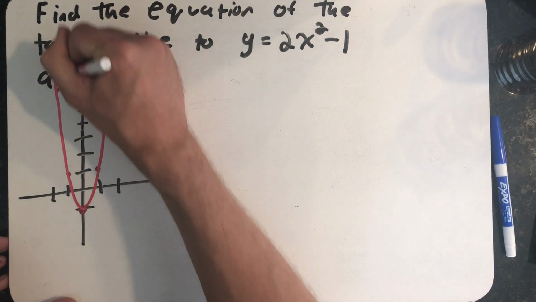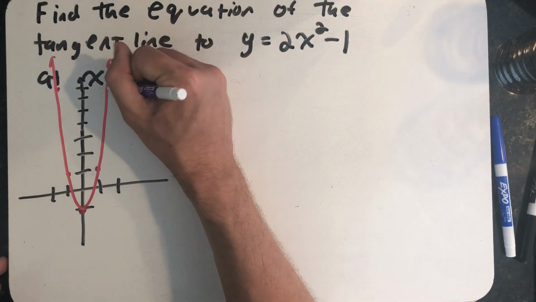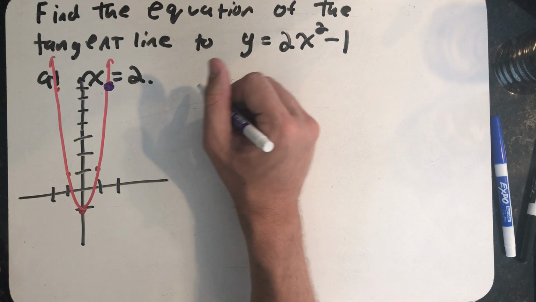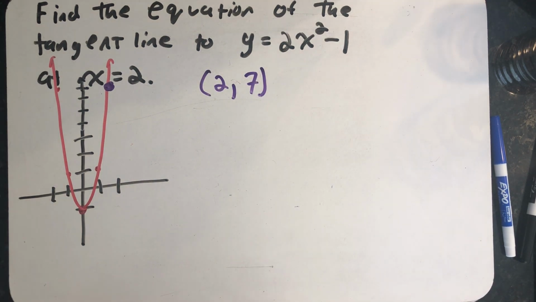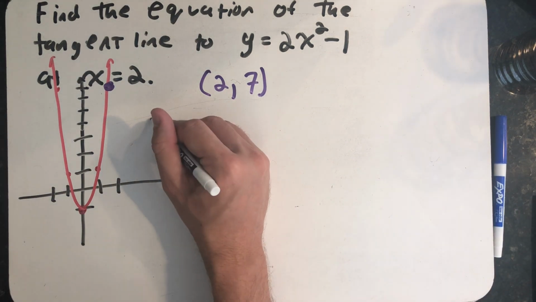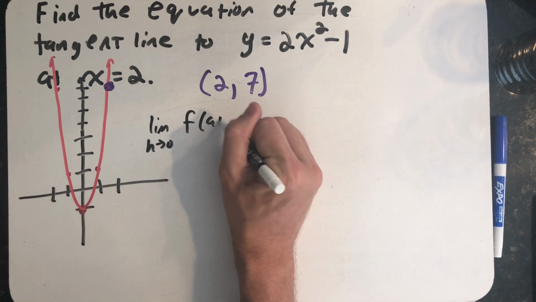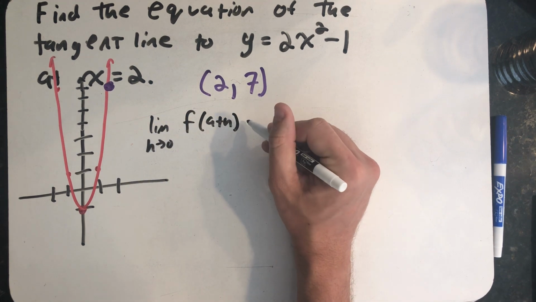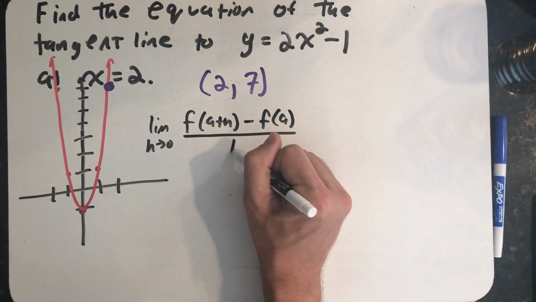All right, so I have a nice happy graph here. I'm looking for a tangent line right here at that point. Let's see, that's the point (2, 7). All right, so I got a point that's going to be on my tangent line. I need a slope. The slope of a tangent line is the limit as h approaches 0 of f of a plus h minus f of a all over h.